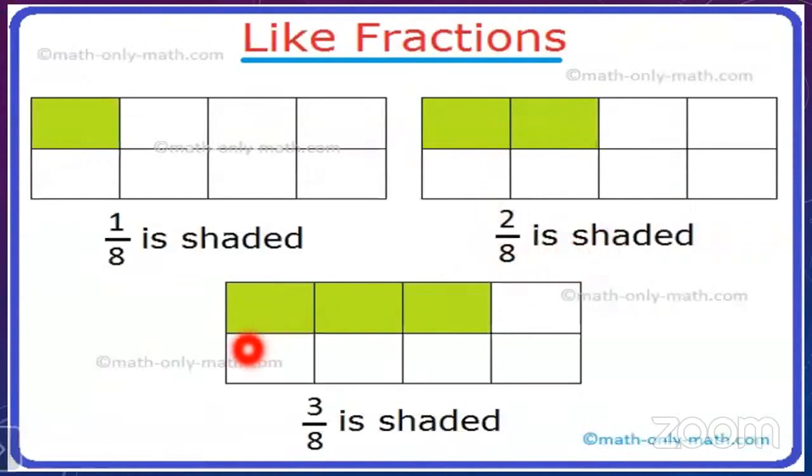Look at here the last one. The total parts are 8, 3/8, and 3 parts are colored. Look at the denominators of these fractions: 1/8, 2/8, 3/8. Yes, the denominator is 8. All 8, same. That is why it is an example of like fractions.